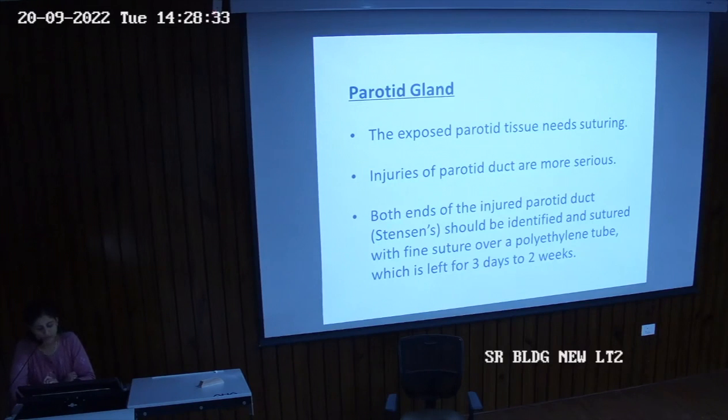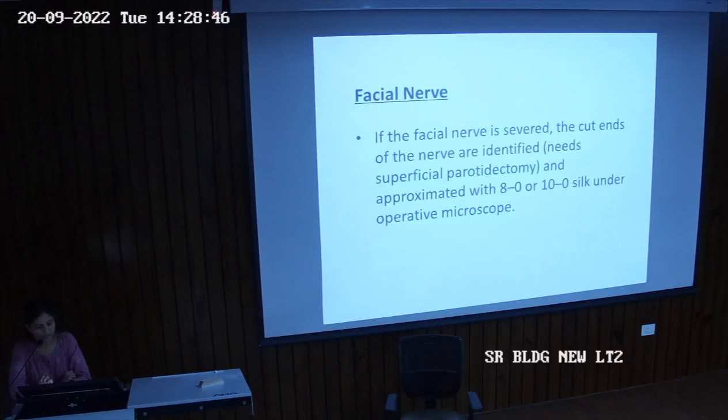Both ends of the injured parotid duct, which is tensile, should be identified and sutured with fine suture. Nowadays we use Prolene and we use Vicryl. So Vicryl 5-0 or 6-0 is very good for parotid duct resuturing.